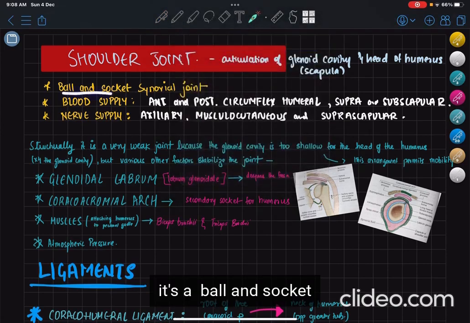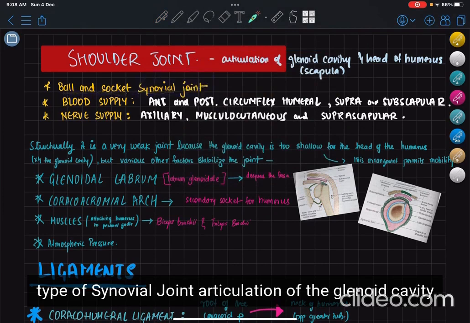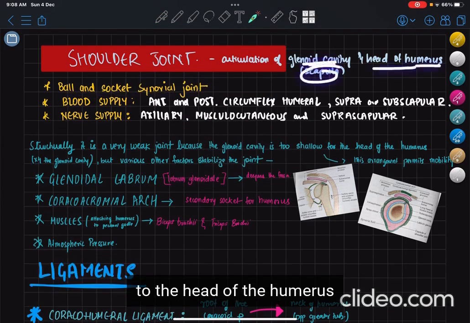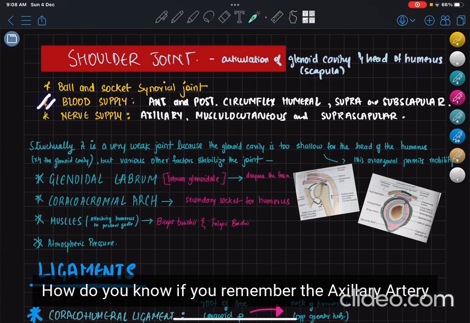It's a ball and socket type of synovial joint. Articulation of the glenoid cavity with the humerus, more specifically glenoid cavity of the scapula to the head of the humerus. The pectoral girdle is articulating with the arm basically. Now the blood supply. So how do you remember the blood supply?